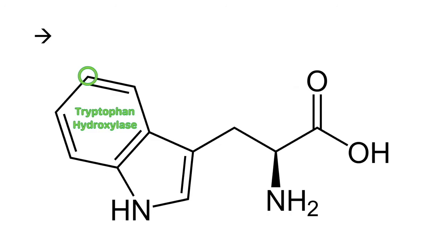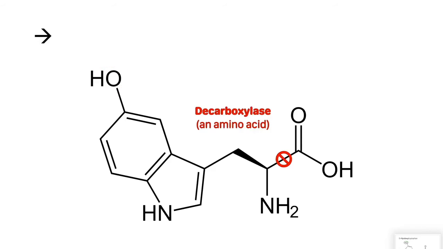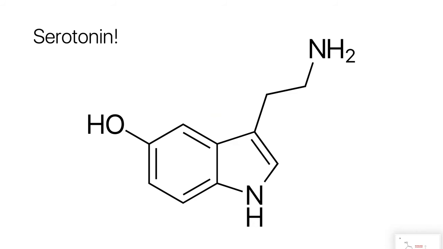From there, an enzyme named tryptophan hydroxylase catalyzes a reaction known as hydroxylation, which adds a hydroxyl group to the 5 position of the 6-carbon ring on tryptophan, resulting in 5-hydroxytryptophan. In the second step, we witness a decarboxylation reaction facilitated by decarboxylase, which is an amino acid enzyme. This enzyme cleaves the bond holding the carboxylic acid to the rest of the molecule. Once decarboxylase has done its job, we finally have serotonin.